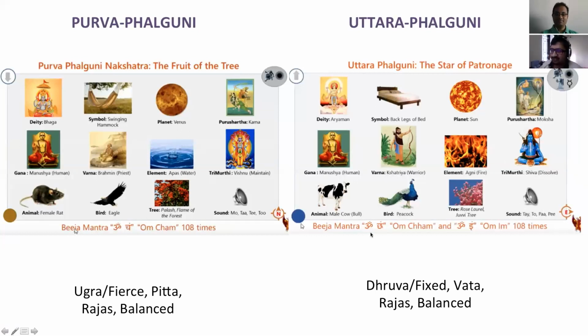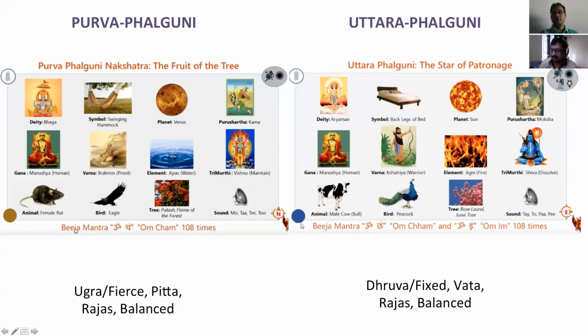Another interesting thing is the direction of the nakshatra. Purva Phalguni is Ugra or fierce, and Uttara Phalguni is Dhruva or fixed. So it's very fierce energy in Purva Phalguni, and in Uttara Phalguni it tends to get fixed. Then Purva Phalguni is a downward facing nakshatra, and Uttara Phalguni is an upward facing nakshatra. Again, this interesting contrast. Also, Sandeep, you see, Varna here is Brahmin priest, and here Varna is Kshatriya. The contrast is very huge.